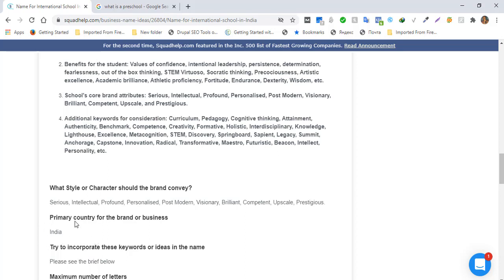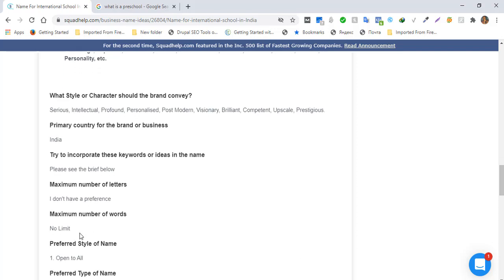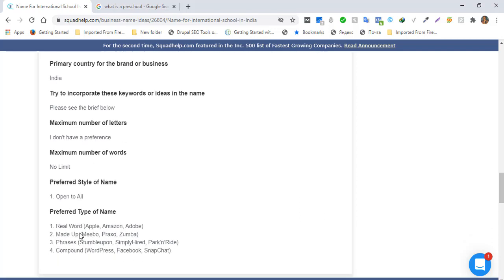You need to bear this in mind. It is very, very important. Even though they say it's international, they could have branches in other places, but their primary foundation, the head office, the main domain of the business is going to be in India. Then try to incorporate these keywords or ideas in the name. Then they say please see the brief below.